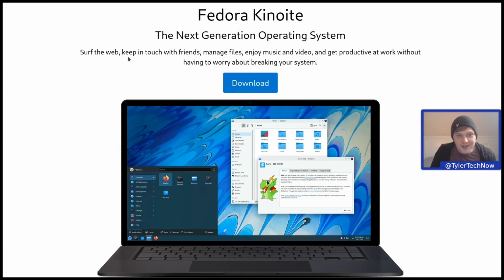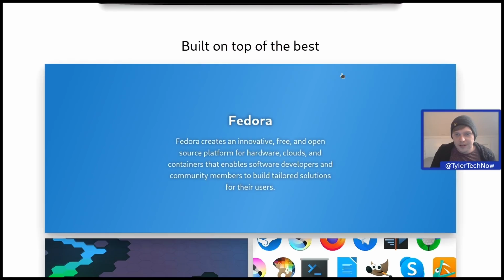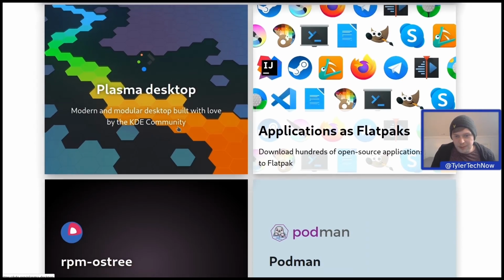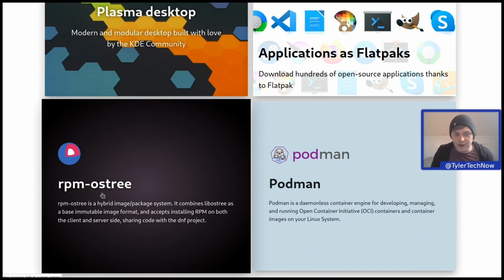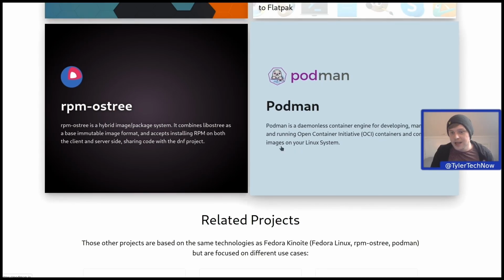So as a little headline here: surf the web, keep in touch with friends, manage files, enjoy music and video, get productive at work without having to worry about breaking your system. And that is one of the main features of an immutable distribution. So it's of course built on Fedora, the Plasma desktop, and the applications for the most part are going to be Flatpak applications. And we also do have the use of RPM OSTree, so we can still layer system applications, but we'll get into that once we are fully installed. And then we of course have the container technology of Podman.